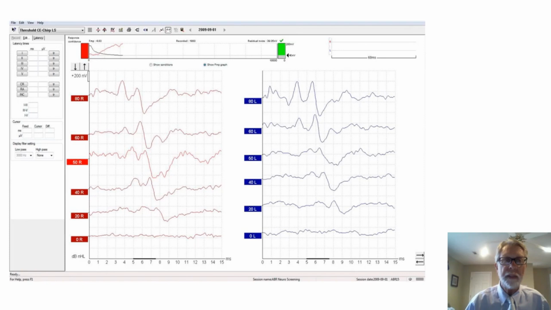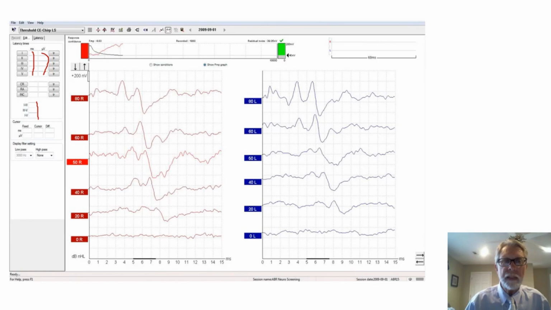Here we have the analysis screen or the edit screen. We can analyze waveforms while we collect them. And over here is where you would select your marks. You want to mark 1, 3, 5 or anything like that. And of course, once you mark them, it displays right there the latency and the amplitude even. And here your interwave latencies would be displayed.